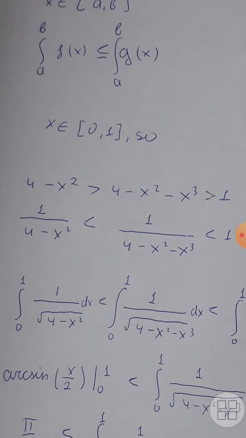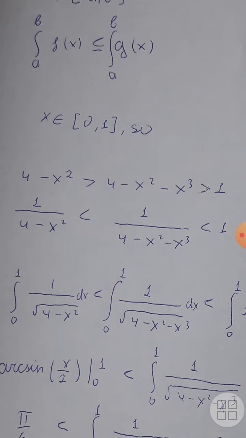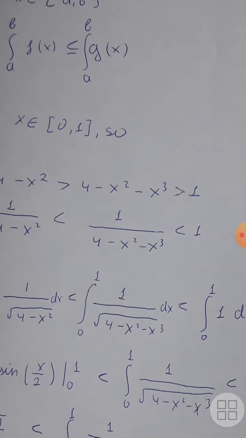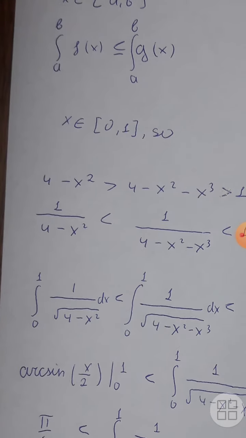After writing 1 over, I put everything in the square root. If a number is less or greater, its square root has the same relationship with the previous numbers. Therefore, there is no problem with writing it in the square root, and then we are finding the integral.